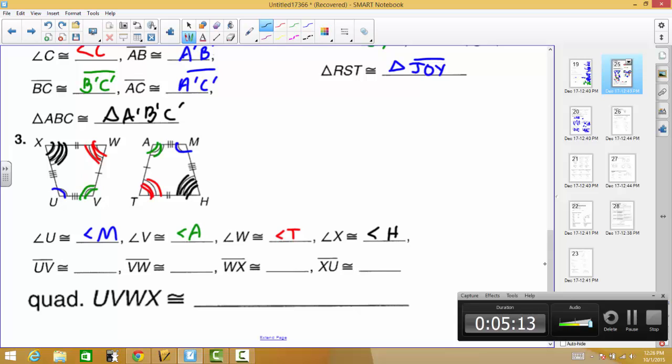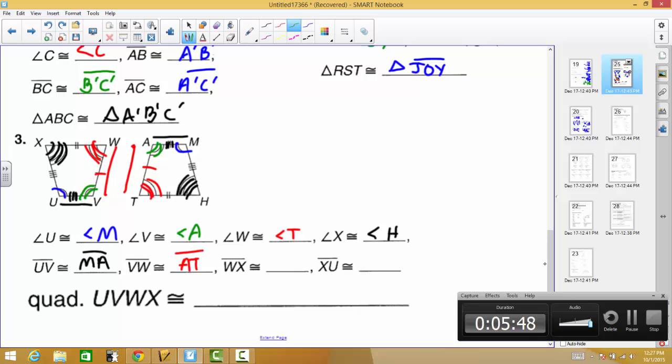Now just a little side note, you see this segment UV, so I'm going blue to green, it's the same as segment M to A. Now I want you to also notice the markings there. This has 3 marks. This has 3 marks. So if you have markings on segments that are the same, that's another way to know that they're the same. So V to W, that's a 1 mark, and it's green to red. So that's 1 mark. So that's A to T.